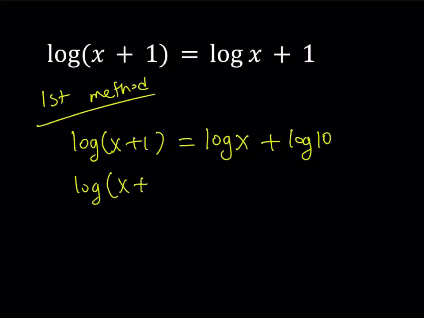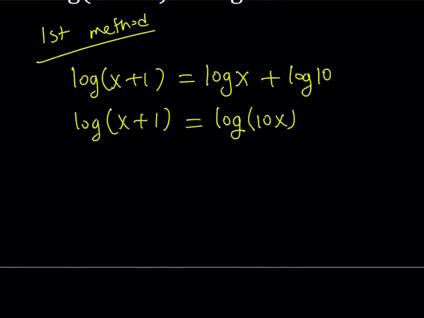So I can write this as log of x plus 1 equals log of x times 10, which can also be written as 10x. Great. Now, since the two logs are equal and they have the same base, we can safely say that the arguments are the same. If they didn't have the same base, obviously this method would not work. We would have to do something else.